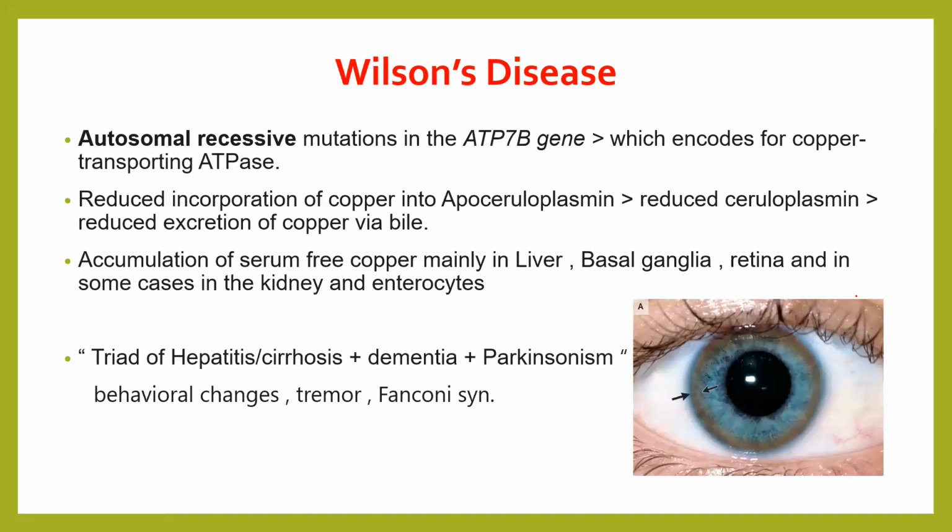Next up, we will move on to the inborn errors of metabolism in liver, and an example of that is Wilson's disease. Now, Wilson's disease is an autosomal recessive mutation in the ATP7B gene, and this gene is responsible for something called the copper transporting ATPase. Copper transporting ATPase is basically a protein which is responsible for taking copper and joining it with apoceruloplasmin.